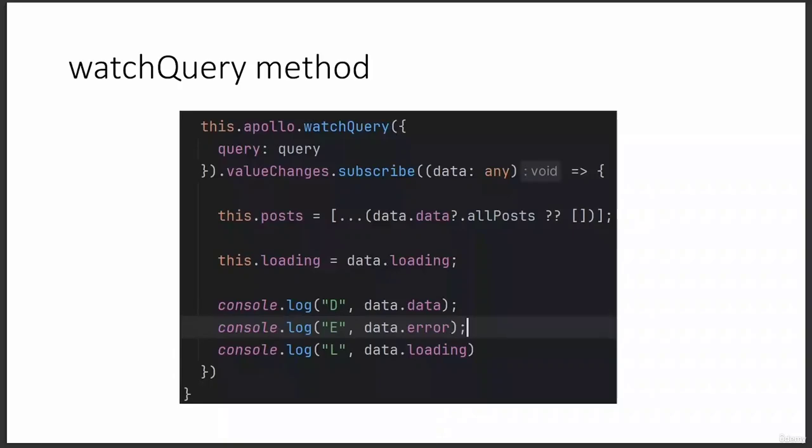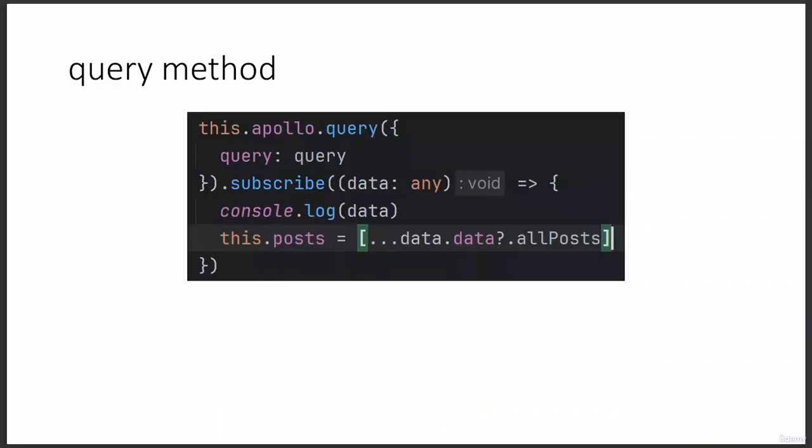Now, I will explain what is query in Apollo Angular. In Apollo Angular, the query method is used when you want to fetch data just once, similar to a basic GET request. It sends the request, gets the response, and that's it. There's no tracking or updates after that. It's perfect for static or one-time reads, where live updates aren't necessary.